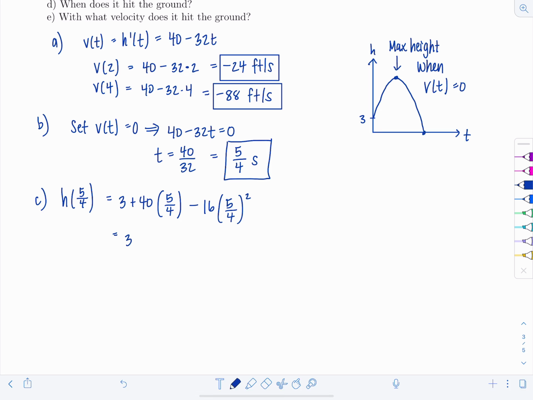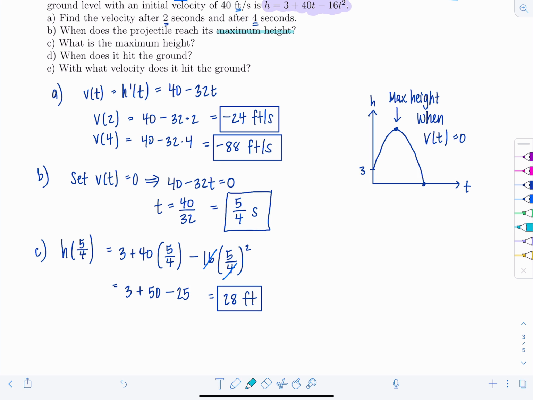Beautiful. So this is 3 plus 40 over 4, that's 10. So this is 50 minus, look, you don't need a calculator. Don't you dare grab it. 4 squared is 16. So this is going to cancel with the 16 here. And 5 squared is 25. See? 50 minus 25, that's 25 plus 3, 28 feet is the max height. There are times when a calculator is necessary, but it's not always necessary. Beautiful. All right.